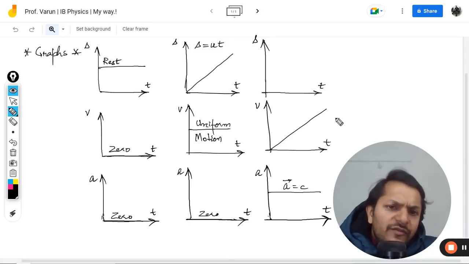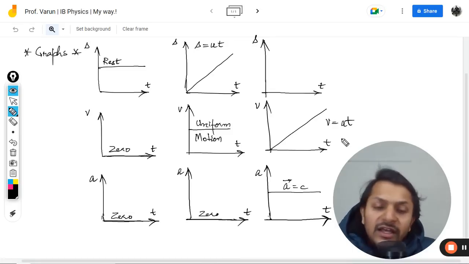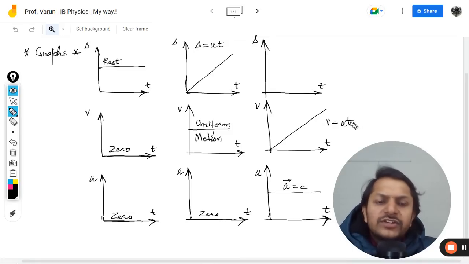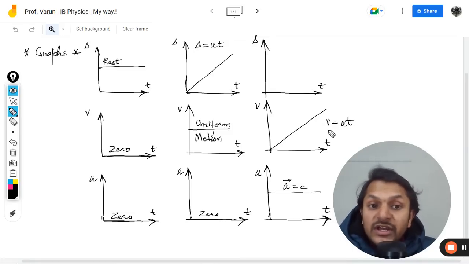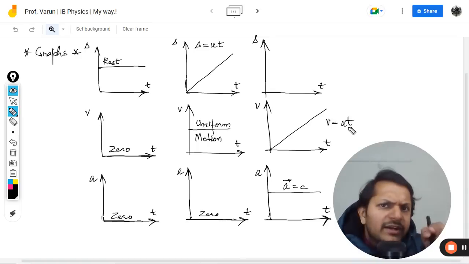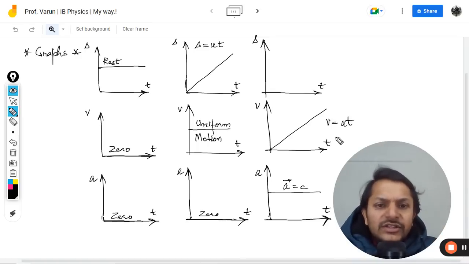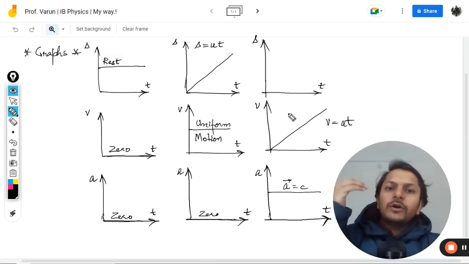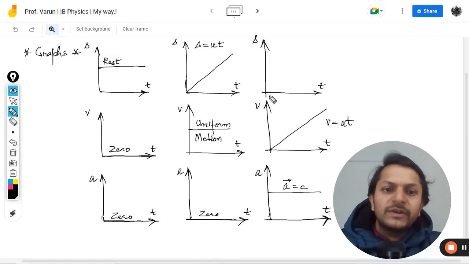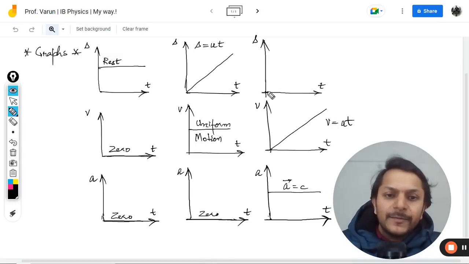Why? v is equal to u plus at, isn't it? So if u is 0, let us say, v will be equal to at. Acceleration is constant, so the velocity graph will be a straight line passing through the origin. y is equal to mx. You might have done this in maths AAHL. So this is this.